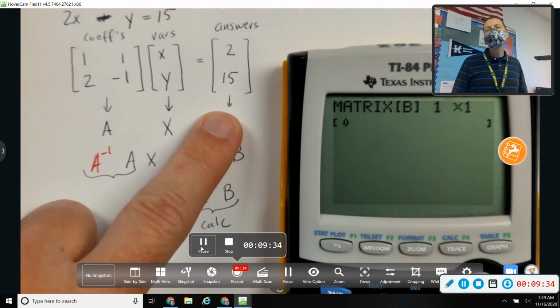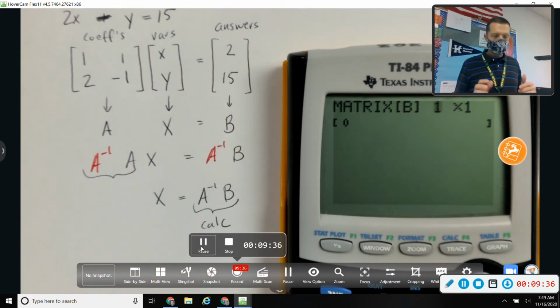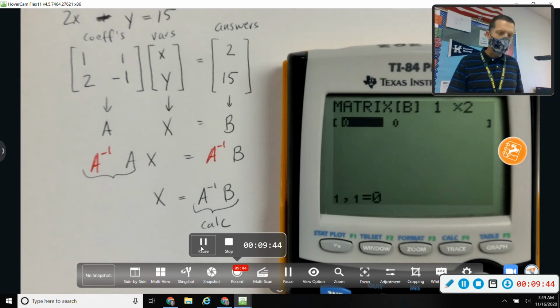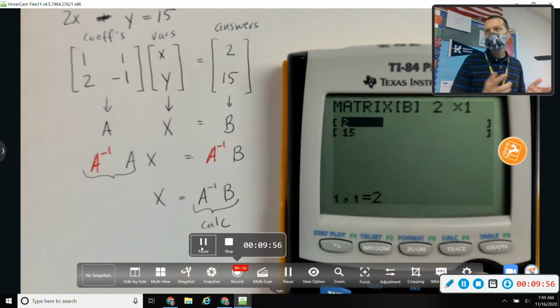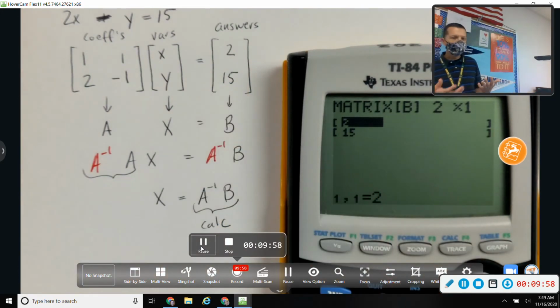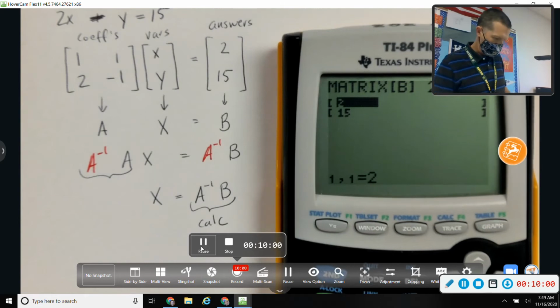If you get confused on the 2 by 1, 1 by 2 thing, then just guess and you'll know right away which one it is. So if you did 1 by 2 first, that doesn't look right. It's got to look correct. So it's a 2 by 1 with 2 and 15. And again, double check, because the calculator's not going to mess anything up. It's only going to be you typing a number wrong.